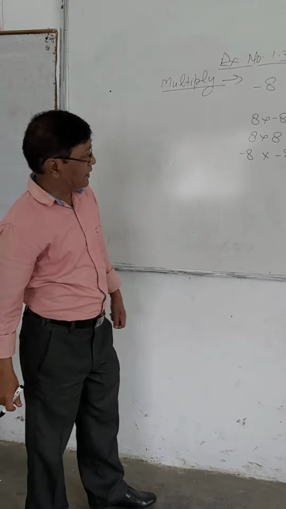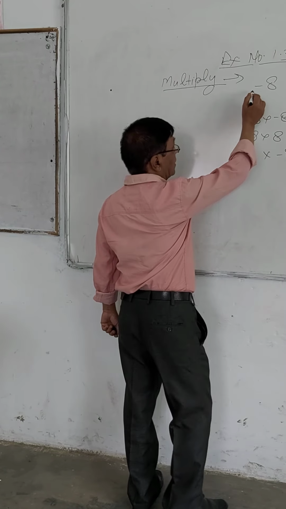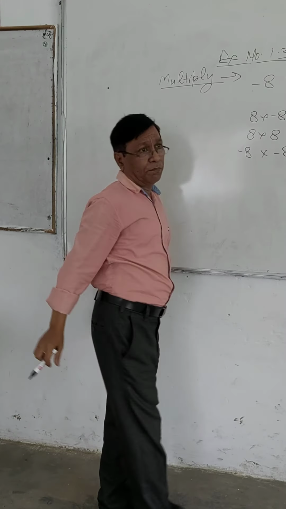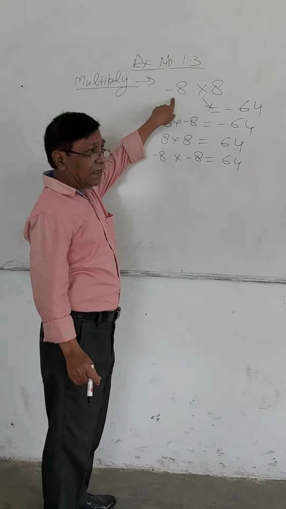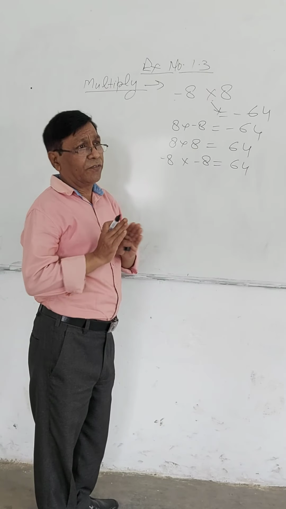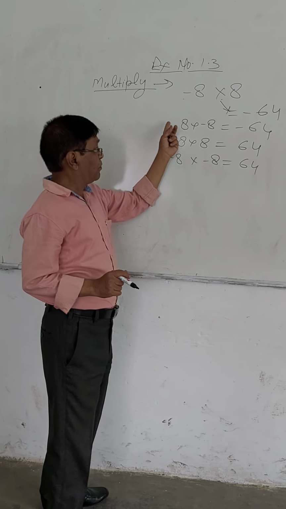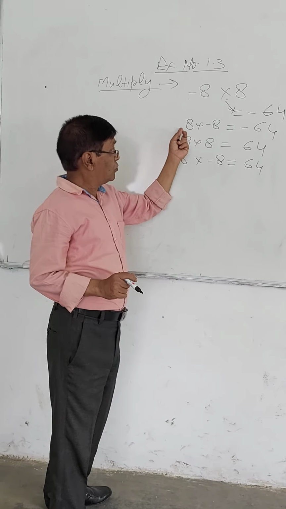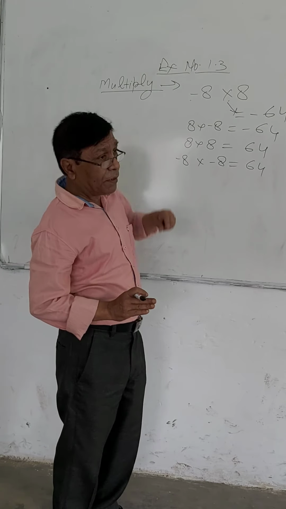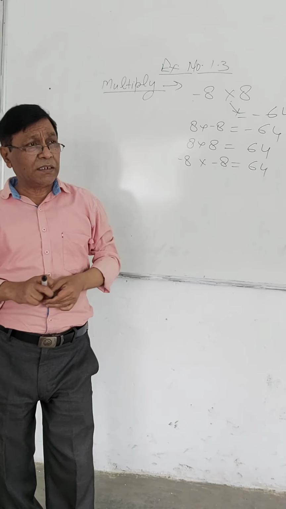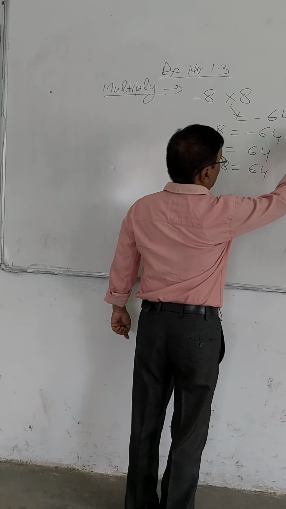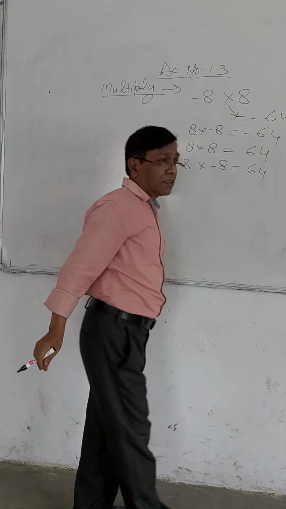So what we have seen here, in the first question, minus 8 is multiplied by plus 8. One number is negative, another one is positive. Now the signs of both numbers are different. Here also one is positive, another one is negative. So these two numbers have different signs. So if we multiply different signs, it always comes negative. So this is the conclusion.